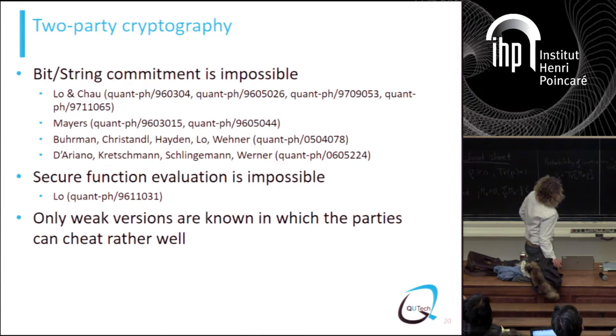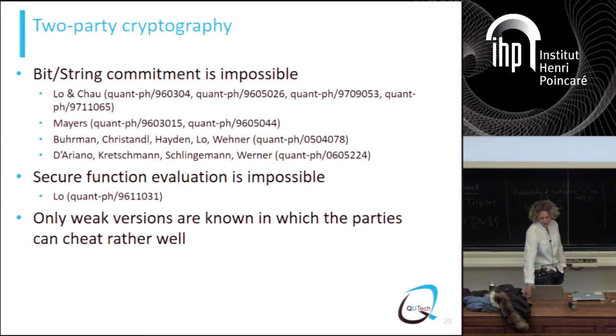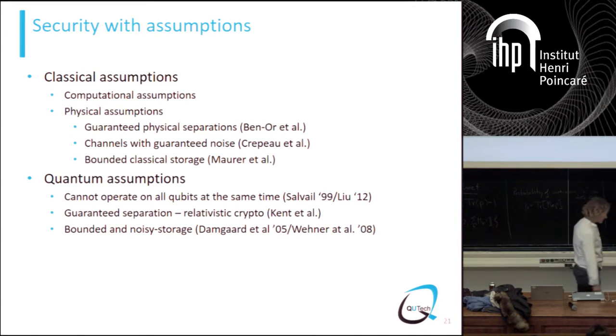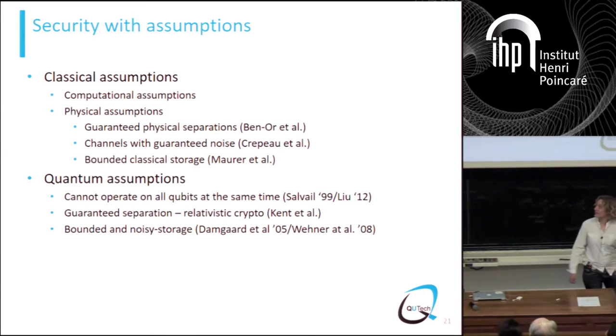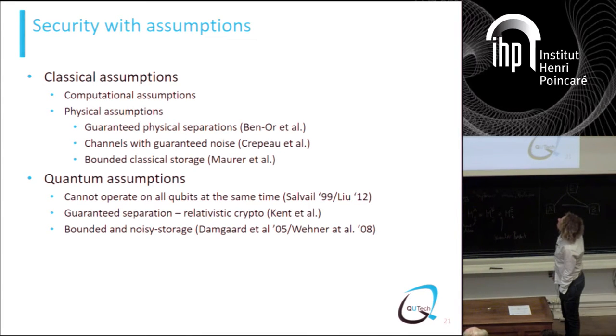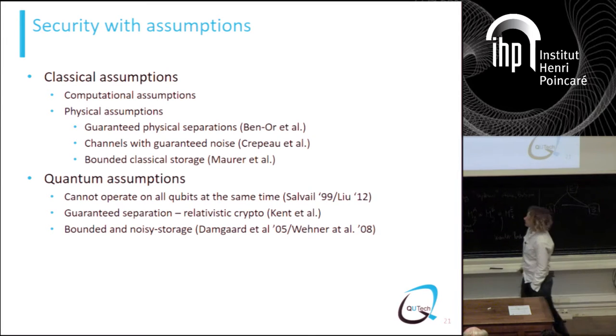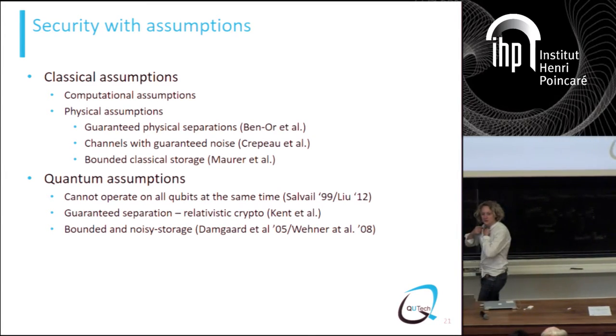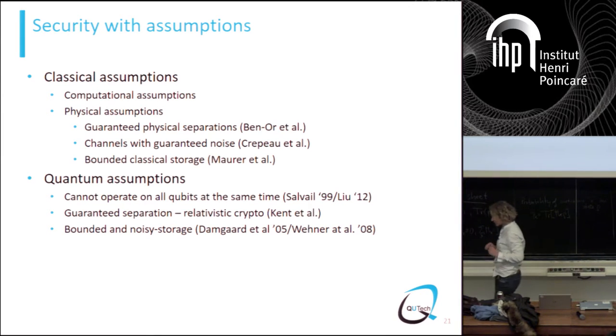It's been known for a long time that bit commitment is impossible, or secure function evaluation is impossible in the quantum case without assumptions. There are certain weak variants, which are better than what one can do classically. But if I really wanted to commit a bit, I'd rather make an assumption. Of course, you know that there are many classical assumptions where one can solve such tasks, like computational assumptions. And there are also some physical assumptions. For example, Alice is actually split into two non-communicating parties, there's a channel with guaranteed noise, or Alice and Bob have some limit on their classical memory.